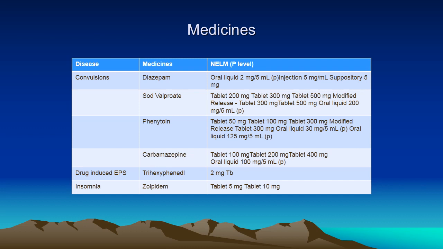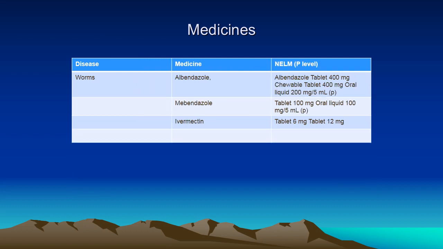Sometimes drug-induced extrapyramidal syndrome comes. Then trihexyphenidyl is a cheaper medicine which can be kept. It's very effective. For insomnia, zolpidem under control for a limited period with patient education. For worms, albendazole, mebendazole, ivermectin. The advantage of albendazole is that it will be effective in more than one worm, and so is mebendazole. Ivermectin is also effective in scabies and head lice.